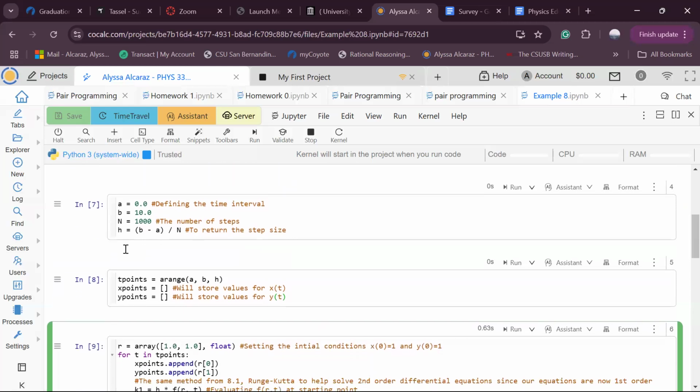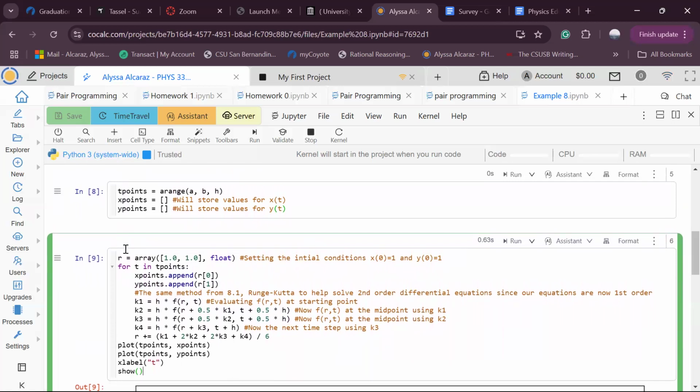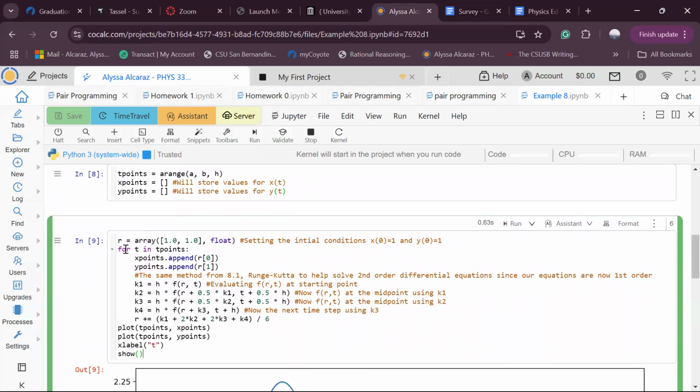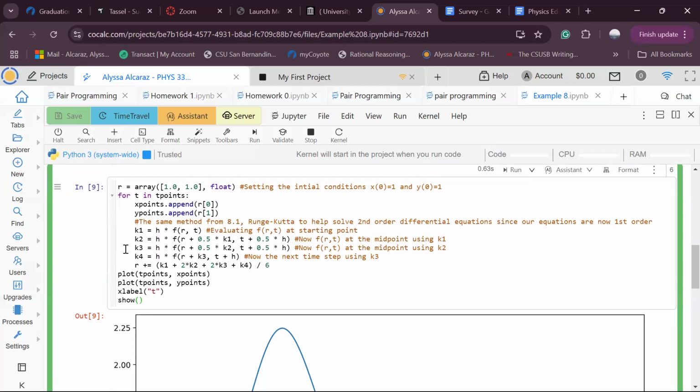This is the same order we've been doing for our first differential equations, where we have our key points, and where we arrange each value for the number of steps. And we'll have our empty lists to store our values for our function x of t and our function y of t. And then for that equation, we have our r equals array, setting the initial conditions where at t equals 0, our functions of x and y are equal to 1. And then for our for loop, we're still going to do the same process, where we're solving our second order differential equations.